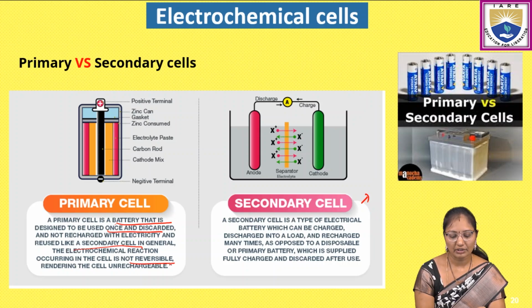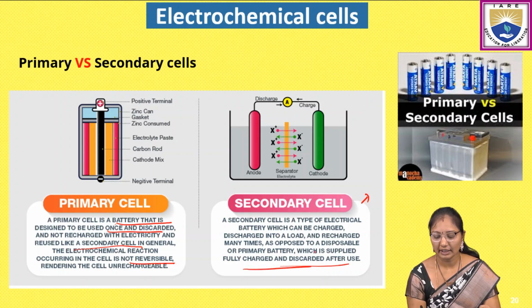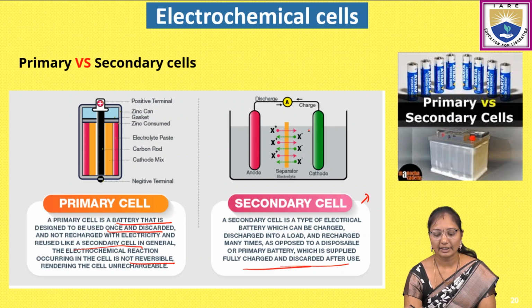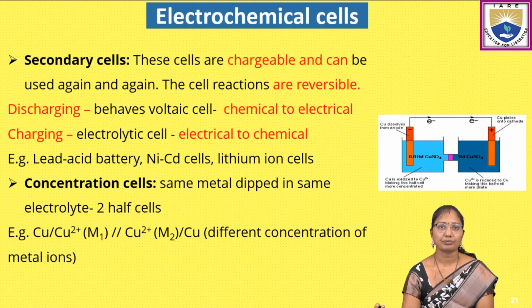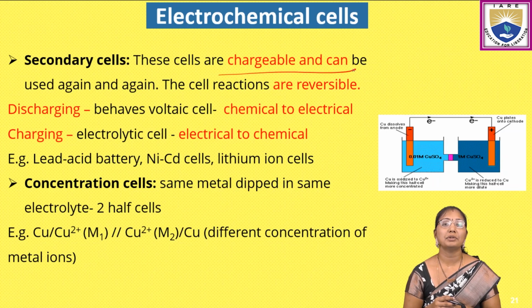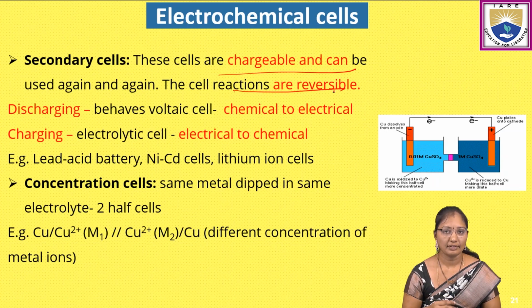So this is not reversible, and this is reversible, and when fully charged, these cells can be used. So this is the anode and the cathode. Once charged, it will discharge, and again charge. So it gains the energy and again it can be used. The secondary cells are chargeable and can be used again by charging. The cell reactions are reversible, whereas in primary they are irreversible.